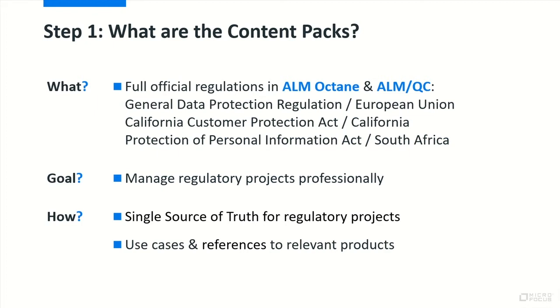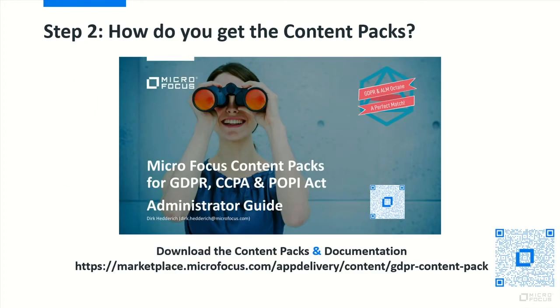How does it work? ALM Octane or ALM Quality Center are the single source of truth for your regulatory projects. And they contain use cases and references to relevant products. As a next step, how do you get the content packs? Please download them and the documentation from the link you see on the screen.